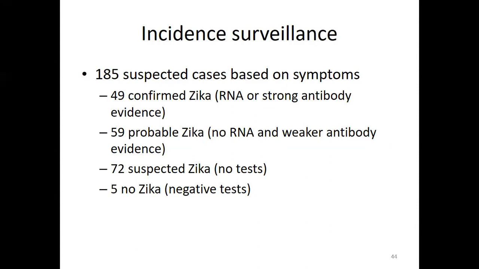49 of them, they were pretty sure this was Zika. 59, there was equivocal evidence. 72, there was no testing done, and 5 people tested negative, right? So again, this tells you who and how many, but also points out that the symptoms are non-specific and the tests are not always 100% accurate.